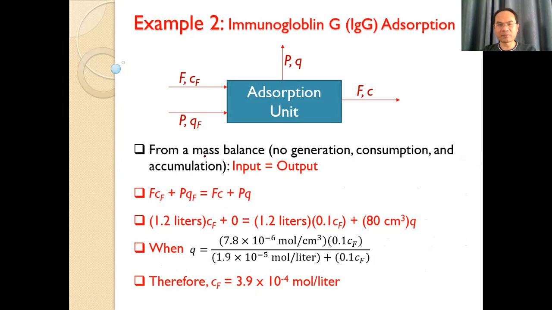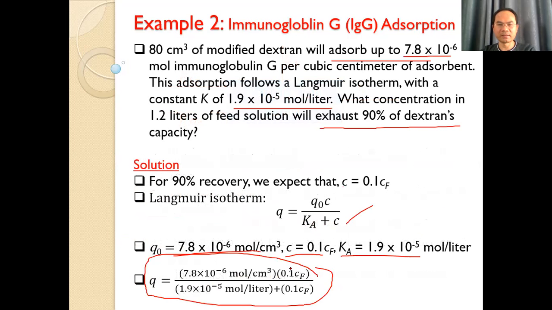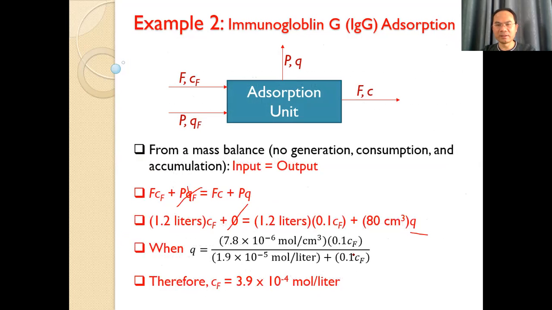Okay. For the initial step we have F CF plus P QF equal to F C plus P Q. We know that QF is 0. F is 1.2 liter multiplied by CF, equal to F, 1.2 liter, multiplied by 0.1 CF. P is 80 cubic centimeter multiplied by Q. And you know Q from the Langmuir isotherm. You substitute Q into this equation.